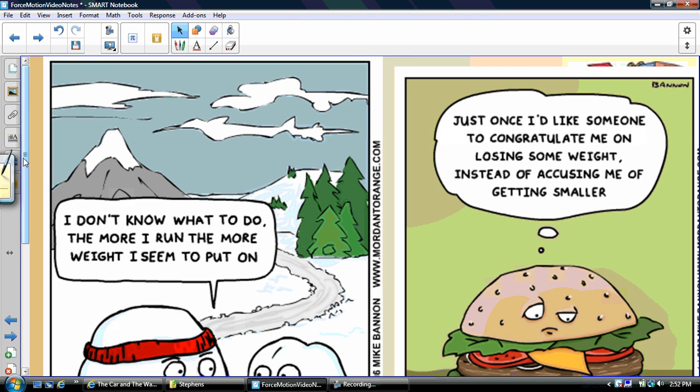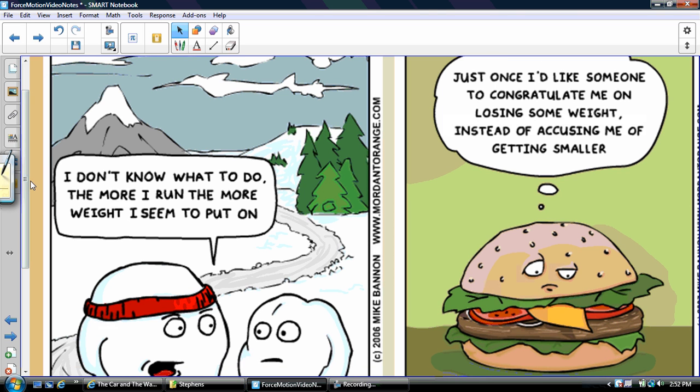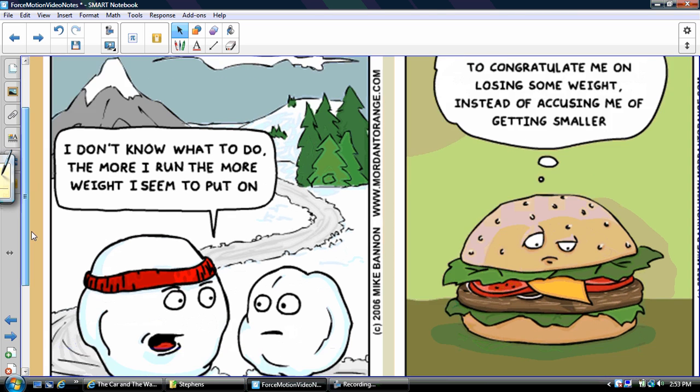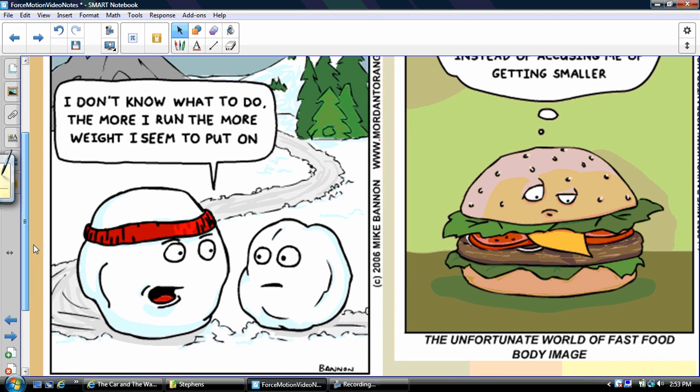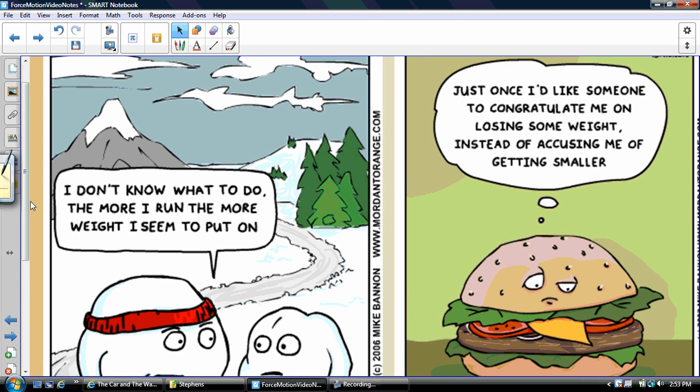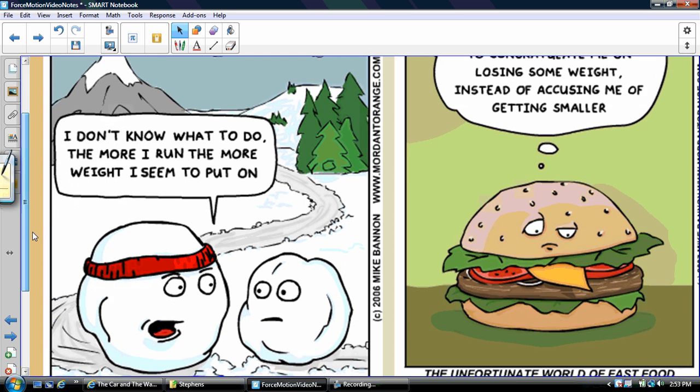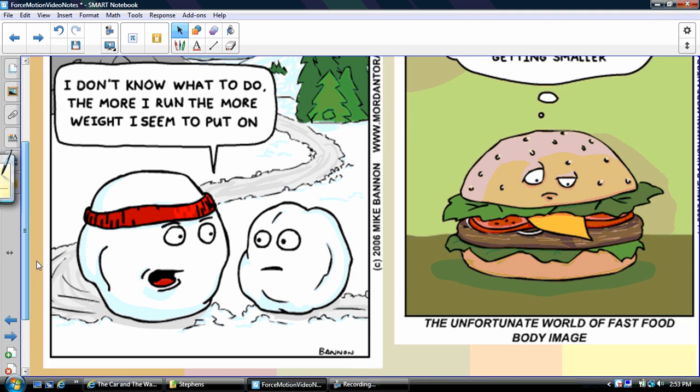So I thought this was pretty cute. I don't know what to do. The more I run, the more weight I seem to put on, because he's getting more mass as he rolls down the hill. Just once I'd like someone to congratulate me on losing some weight instead of accusing me of getting smaller. Unfortunate world of the fast food body image.